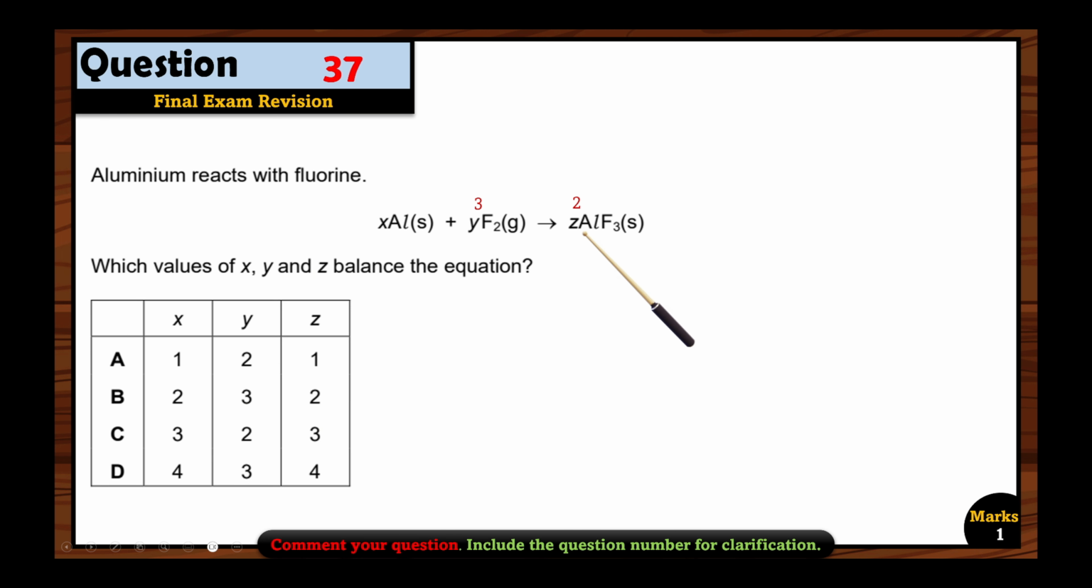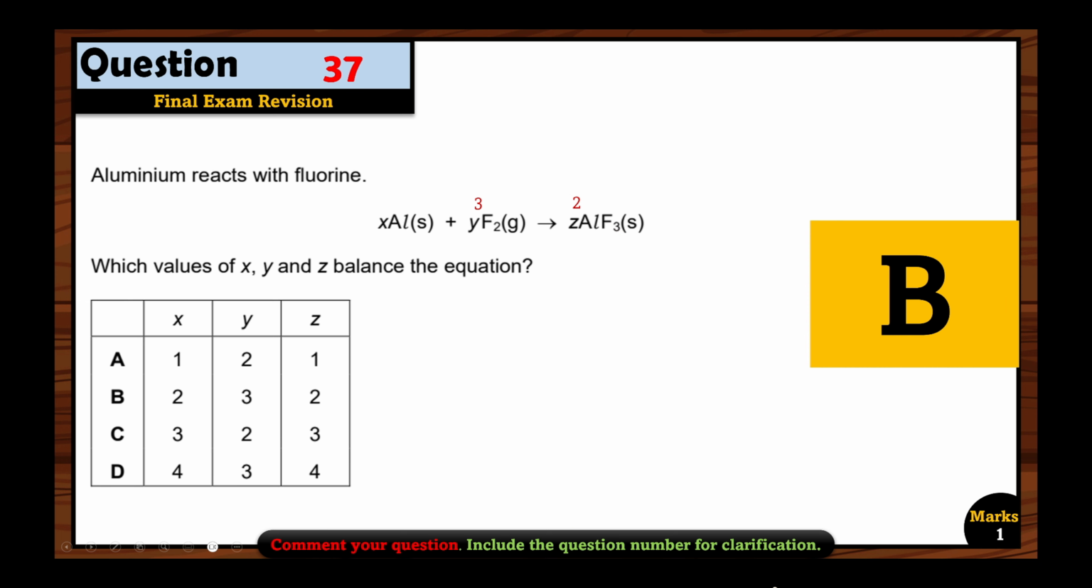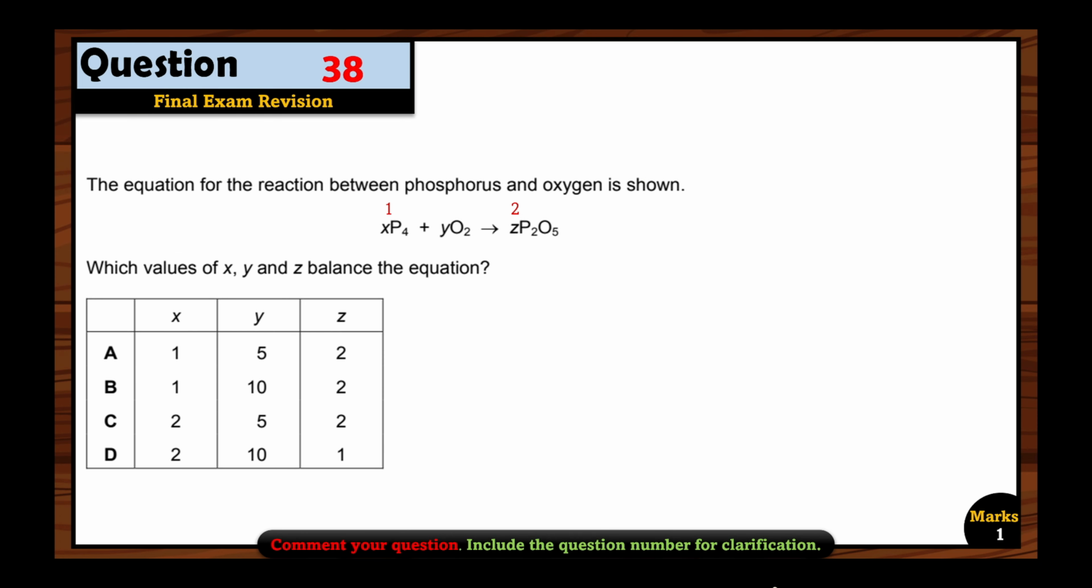If this Z is 2, then X should also be 2, right? Because we just need 2 aluminium. So X is 2. So option B is the correct option.